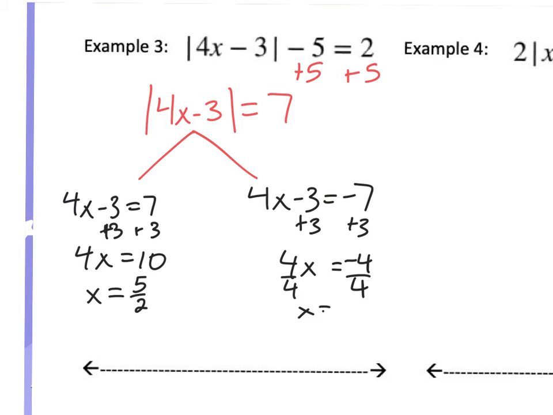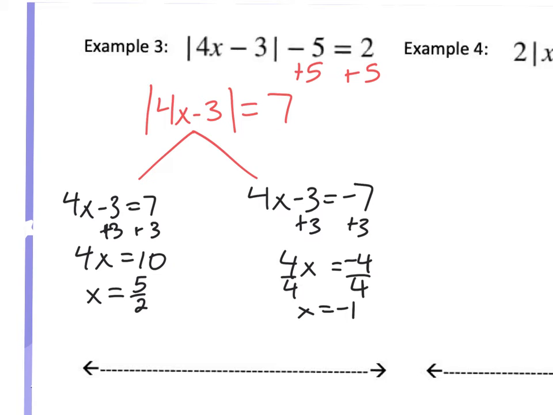Divide by 4, and x is -1. Okay, time to go plug into my calculator. You can hear mine here in the background. 4 times 5 over 2. And again, to type in a fraction, you use that ABC button if you're using a TI-30X calculator. So 4 times 5 over 2 is 10, minus 3 is 7.